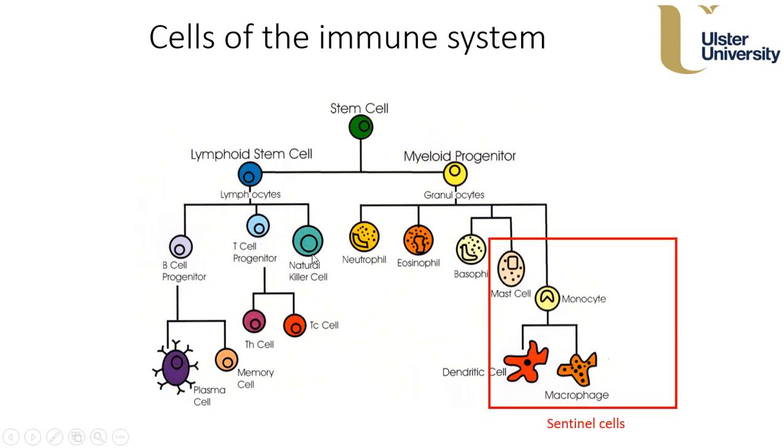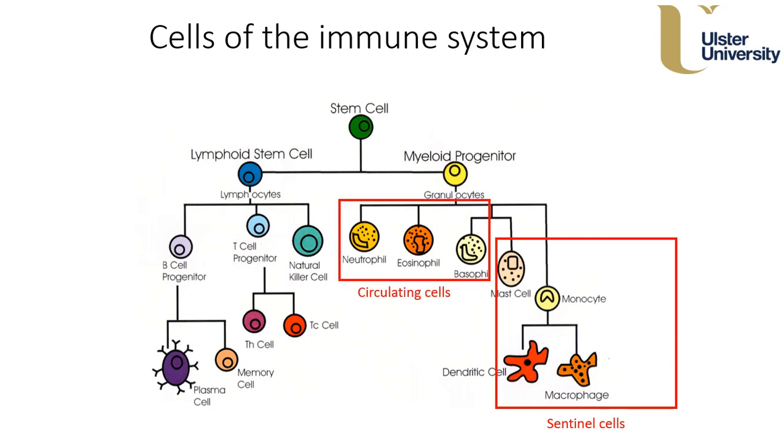So broadly speaking, we can group these cells into some categories to help us understand what they do. We have the sentinel cells, and they lie in wait inside tissue, waiting for an infection to come along. The three cells that carry out this function are the dendritic cell, the macrophage, and the mast cell. So these cells that are sitting in the tissue waiting for an infection, when they find one, they call out for help from their friends, which are circulating around in the bloodstream.